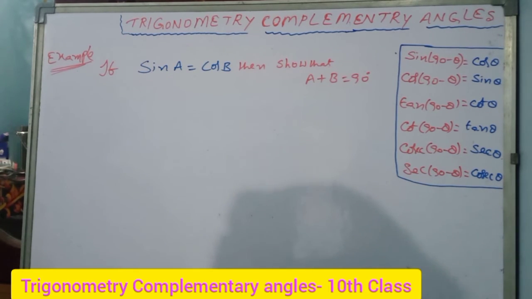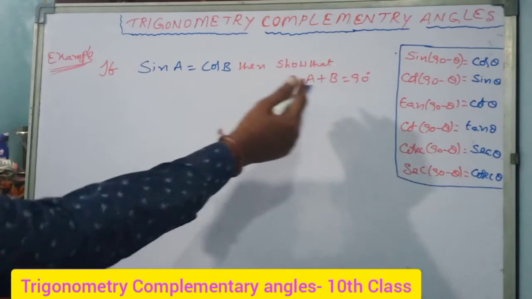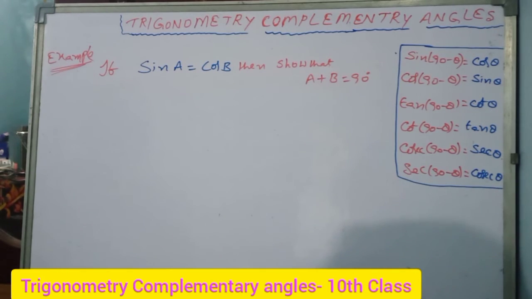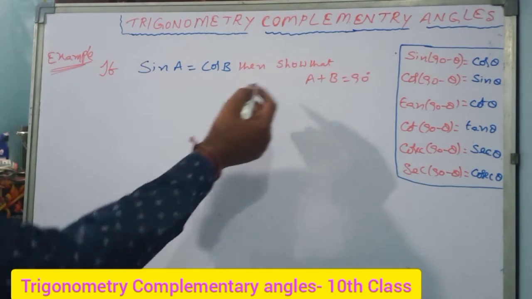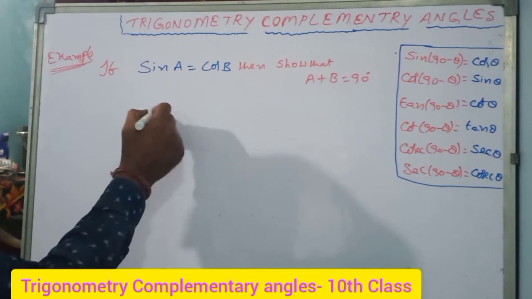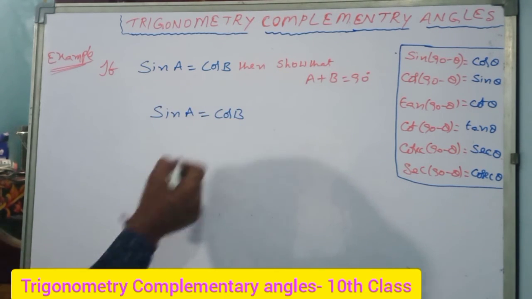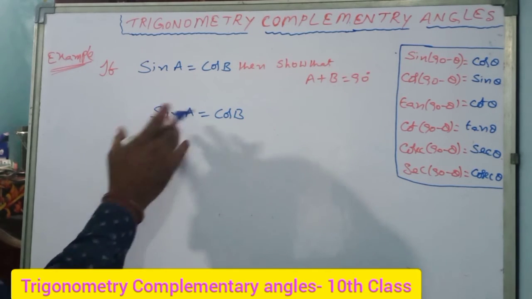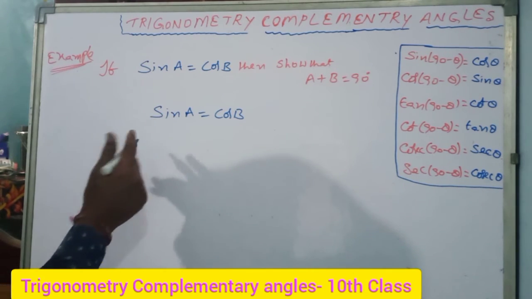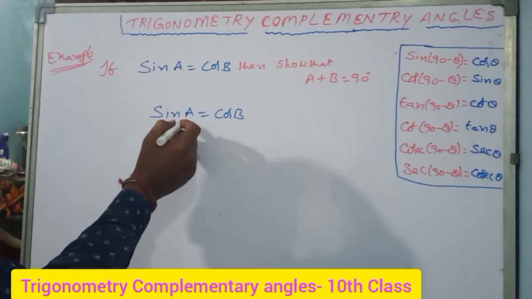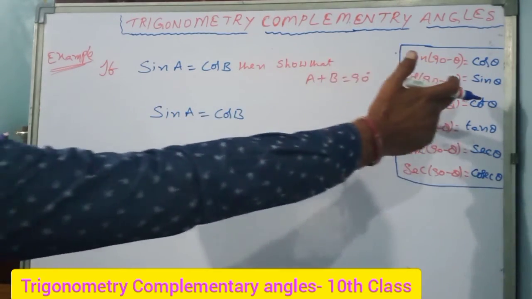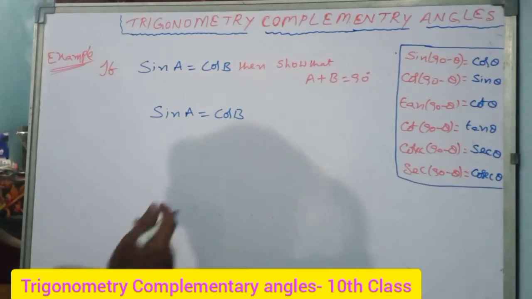If sin A is equal to cos B, then show that A plus B is equal to 90. First, what is the given? Sin A is equal to cos B. Change one term, left side or right side. Here we will change the right side. What is the sin theta formula? Sin theta is equal to cos of 90 minus theta.